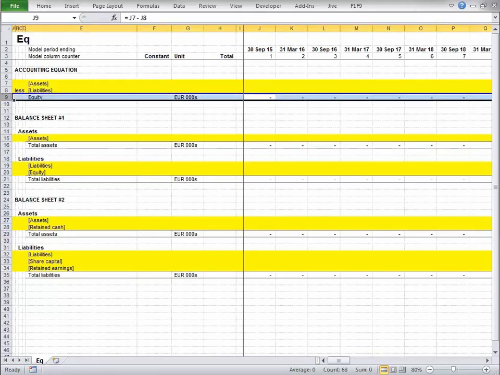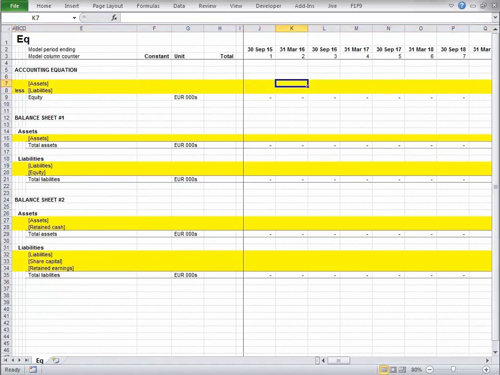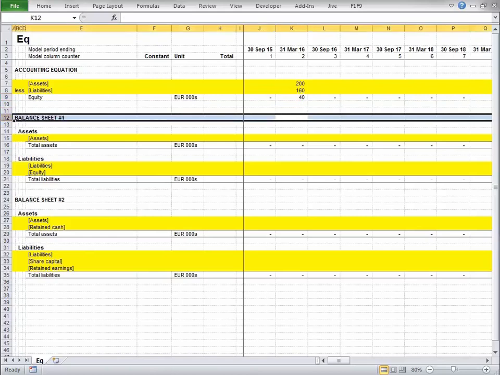I'm going to work with a temporary definition of equity for now, being what's left over after everyone else has had their share. And we can play with some numbers here to demonstrate. Assets of 200 and liabilities of 160 mean that only 40 is left over, so equity is equal to 40. The accounting equation forms the basis of a balance sheet.